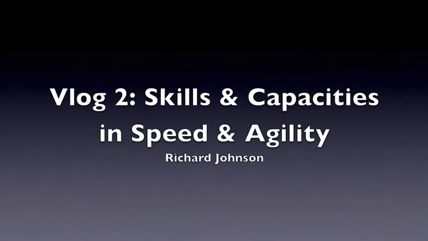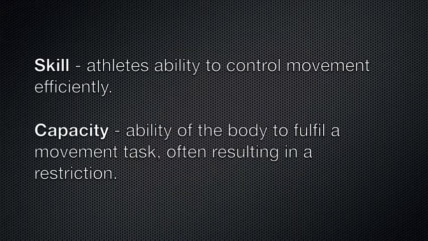Hello, this is my second vlog on skills and capacities in speed and agility. A skill is the athlete's ability to control movement efficiently, whereas a capacity issue is the ability of the body to fulfill a movement task, often resulting in a restriction to perform this movement task. Both can certainly interact with each other.